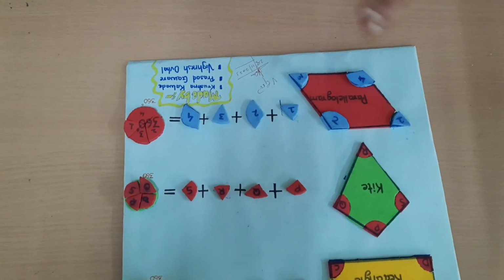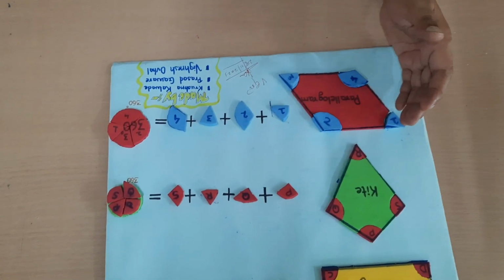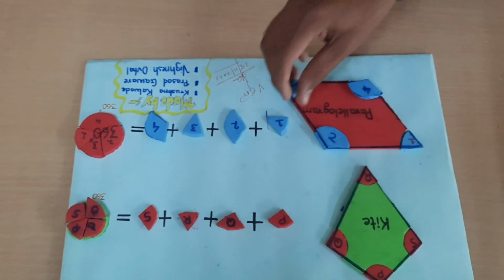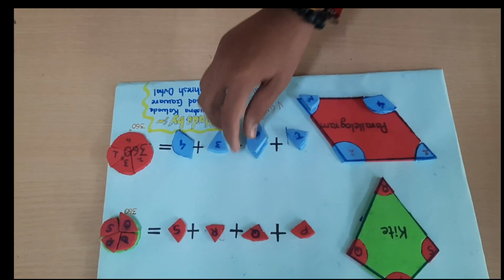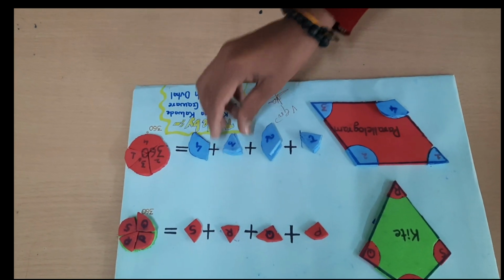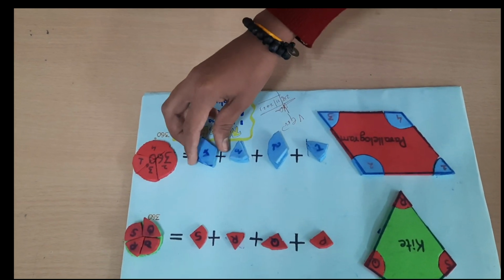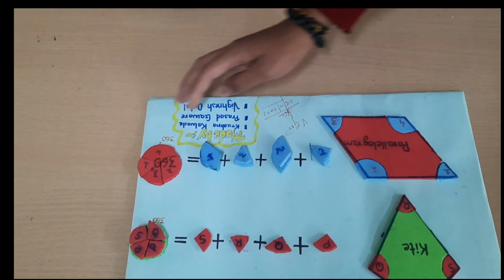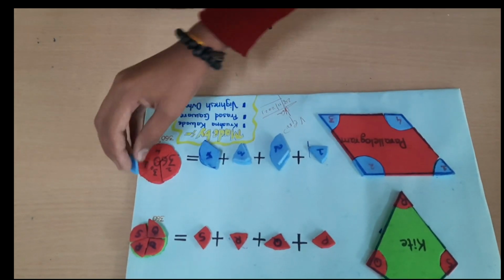Now Krishna Kaude, do the same in the case of a parallelogram whose angles are 1, 2, 3 and 4. Sir, this is angle 1, this is angle 2, this is angle 3, and this is angle 4. When we put them on the circle, we get that the sum is 360 degrees. Put it and show.